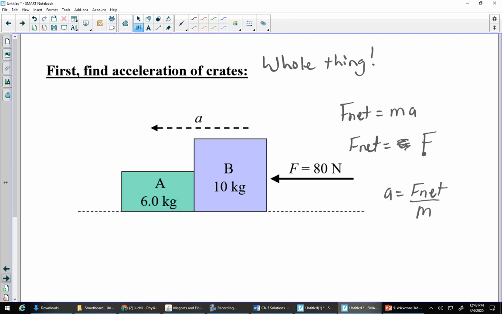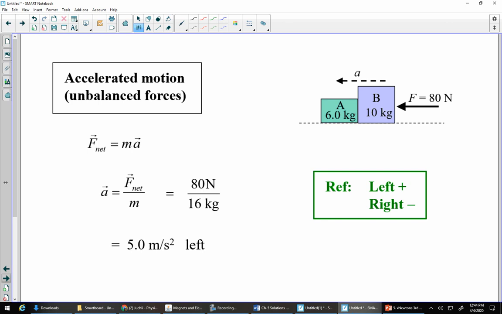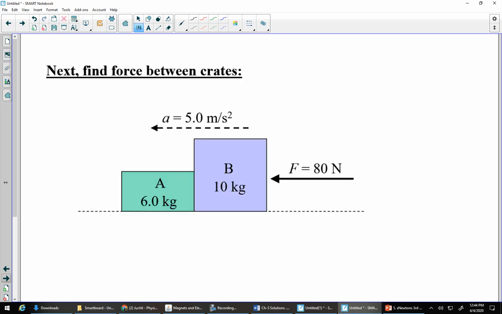I'm going to be very specific, and I might actually solve this here. 80 newtons divided by my total mass of 16 kilograms. So 80 over 16. Do I have the answer up here? Good, I do. 5 meters per second squared towards the left, and I know it's towards the left because the only force I had was 80 newtons towards the left. So we figure out our acceleration, and that's the acceleration of the entire system. The whole thing, if they're attached, is accelerating together.